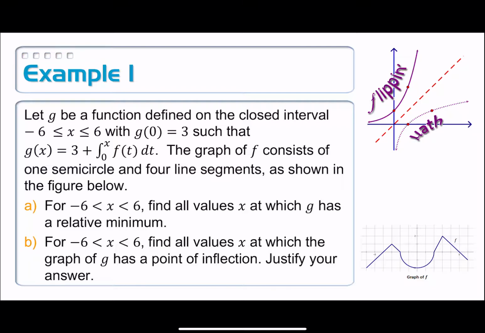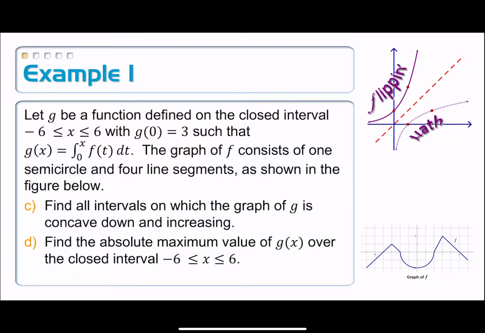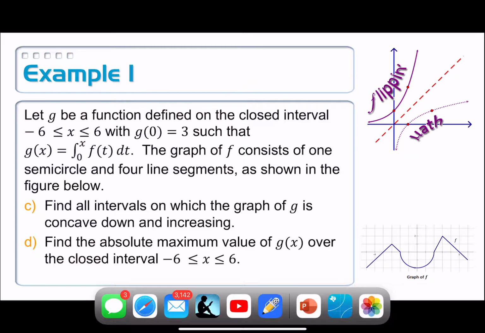Part A, between negative 6 and 6, find all values of x at which g has a relative minimum. Part B, between negative 6 and 6, find all values of x where the graph has a point of inflection, and justify your answer. And we got two more parts here. Part C, find all intervals on which the graph of g is concave down and increasing. And then finally, find the absolute maximum value of g of x over the closed interval from negative 6 to 6. Sounds a little bit like the closed interval test.